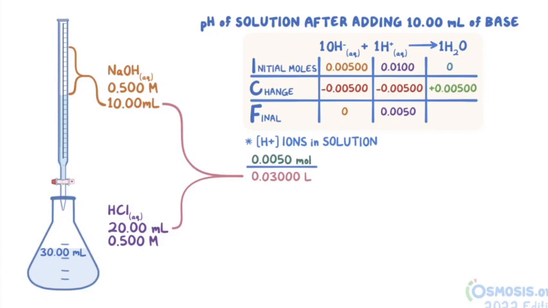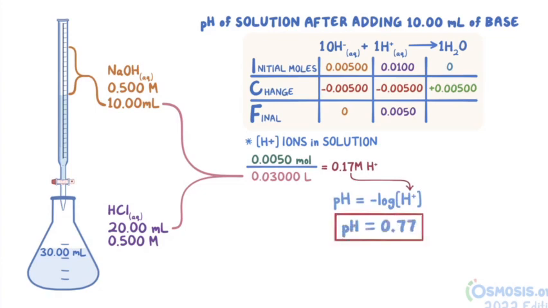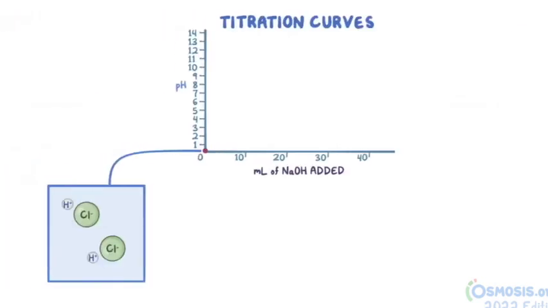0.0050 divided by 0.03000 gives a concentration of H+ ions of 0.17 molar. To find the pH, we take the negative log of the concentration of H+ ions, which gives us a pH of 0.77. So, the next point on the titration curve is at 10.00 milliliters of sodium hydroxide added on the x-axis, and a pH of 0.77 on the y-axis. We can draw in a smooth line to connect the 2 points on the titration curve. Notice how the pH of the solution has increased.